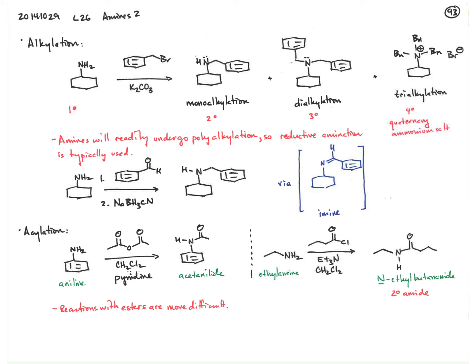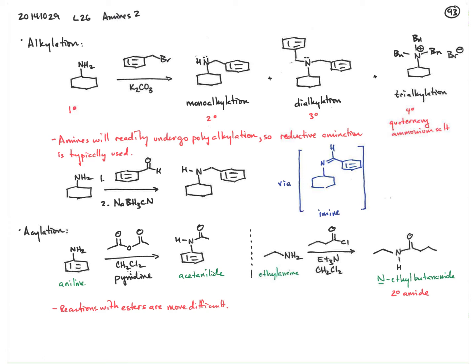What's going to happen, if we're starting with aniline here, is we're going to end up with an amide. So we're at oxidation state 3. We're doing a nucleophilic acyl substitution. We're forming that bond there, the amide bond, and this molecule is called acetanilide. Pyridine, which is a base, is there to neutralize the acetic acid that is formed after the reaction takes place.